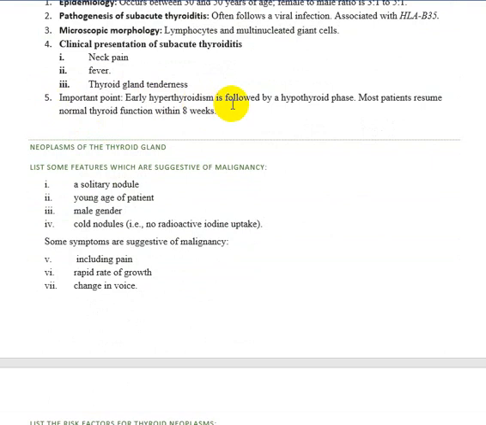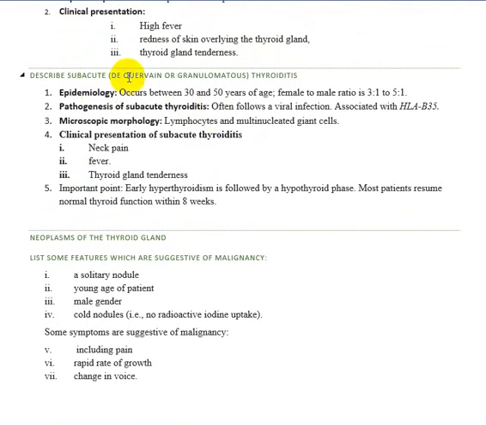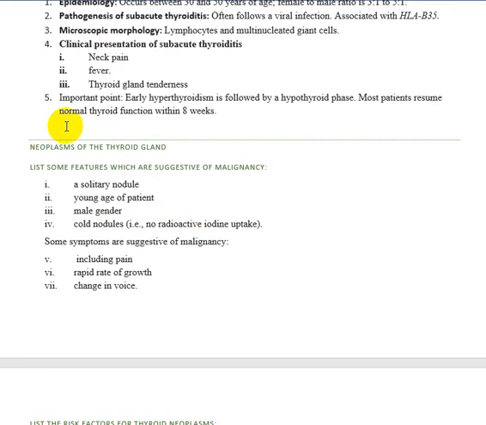Important point: early hyperthyroidism is followed by a hypothyroidism phase. This is because of destruction. All the stores of thyroid hormone are going to be released, and then you're going to have a case of hypothyroidism. Most patients resume normal thyroid function within 8 weeks. So you're going to have a case of hyperthyroidism in the thyroiditis, then a case of hypothyroidism, and later, when the subacute thyroiditis is going away, the patient is going to restore the normal function of the thyroid gland.